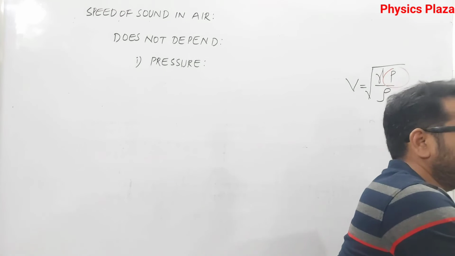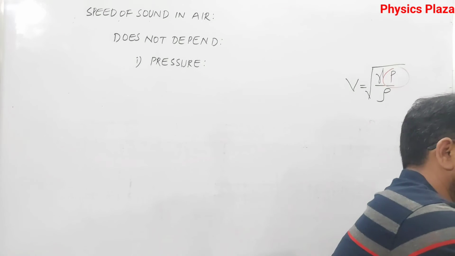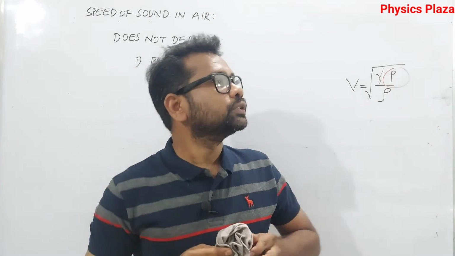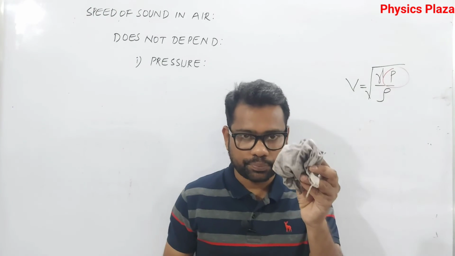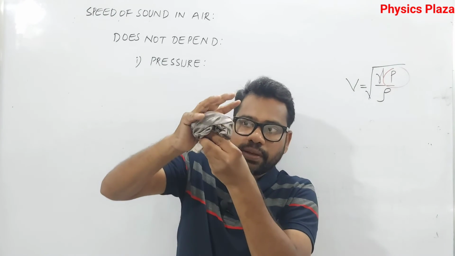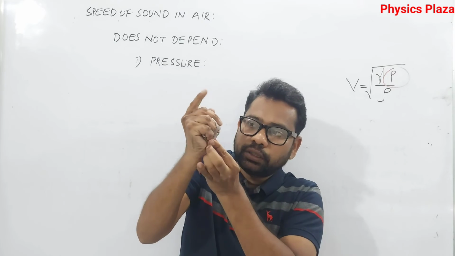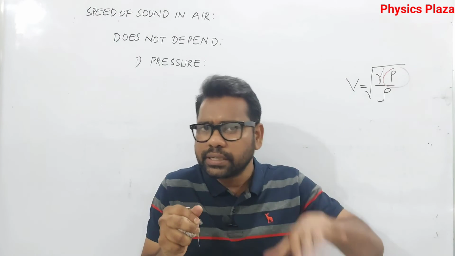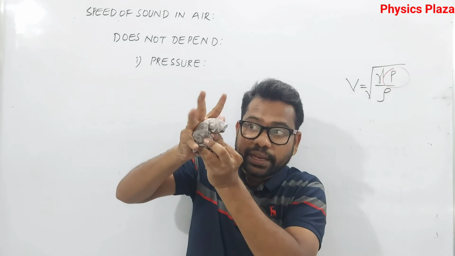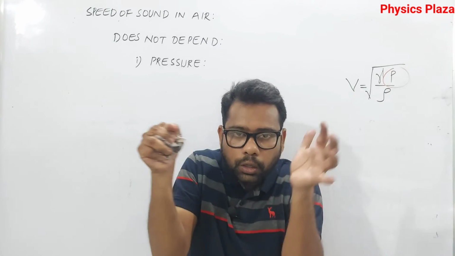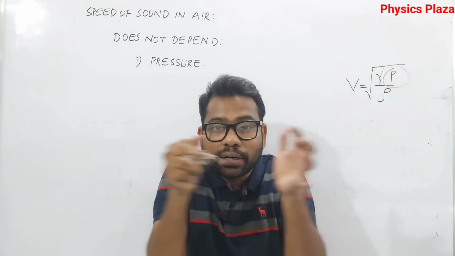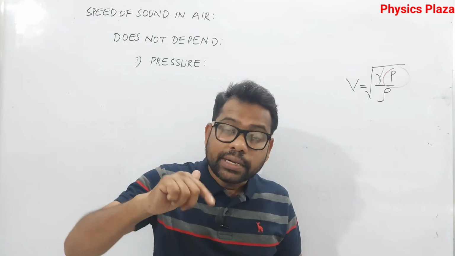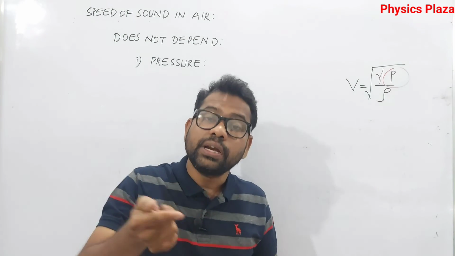For example children, just wait a second. Let us take an object, here a cloth. Let me increase the pressure on it. What will happen? The molecules of the cloth will come closer to each other. Is the density increasing or decreasing? The density is increasing. Very, very important: when we increase the pressure, density increases. When we decrease the pressure, density decreases.